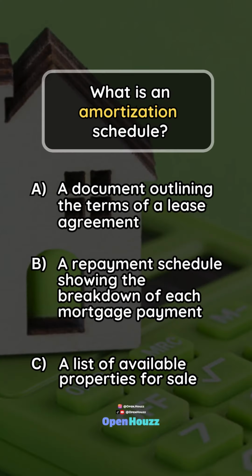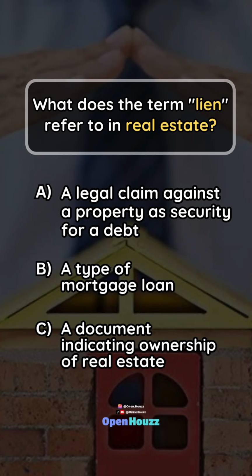What is an amortization schedule? A repayment schedule showing the breakdown of each mortgage payment. What does the term lien refer to in real estate? A legal claim against a property as security for a debt.